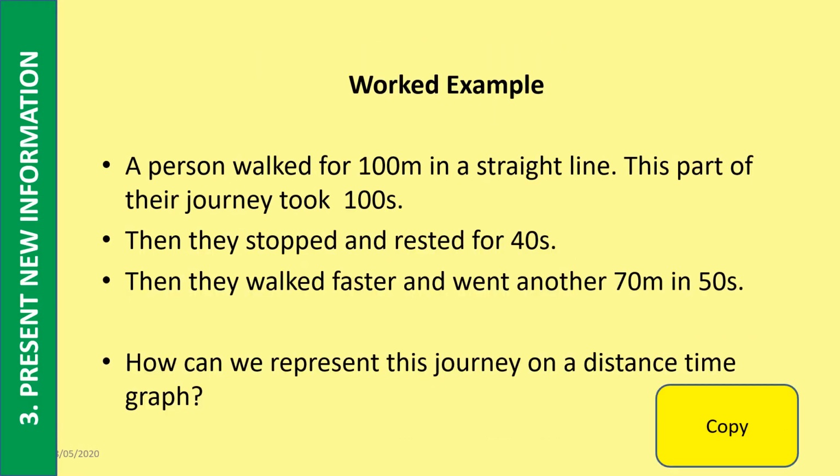Let's have a look at a worked example. A person walks for 100 meters in a straight line. This part of the journey took 100 seconds. Then they stopped and rested for 40 seconds. Then they walked faster and covered another 70 meters in 50 seconds. How can we represent this journey on a distance time graph?